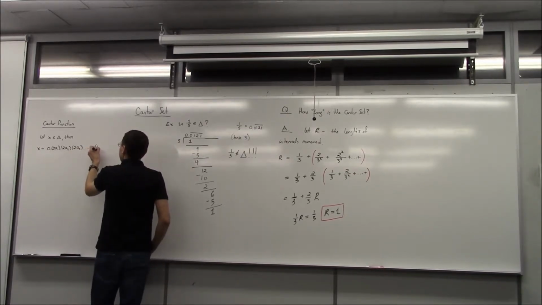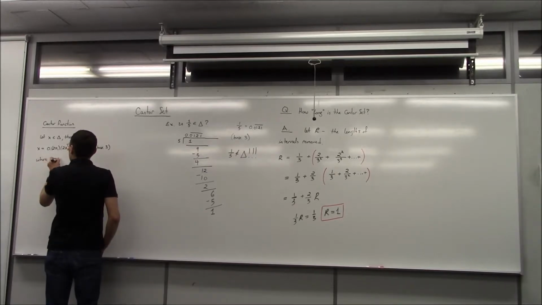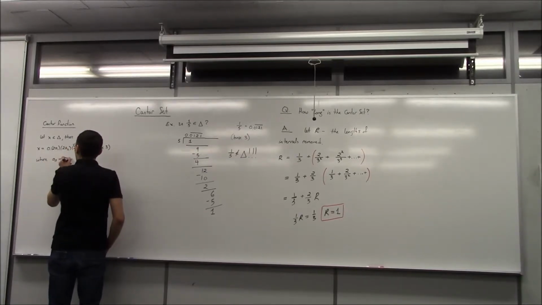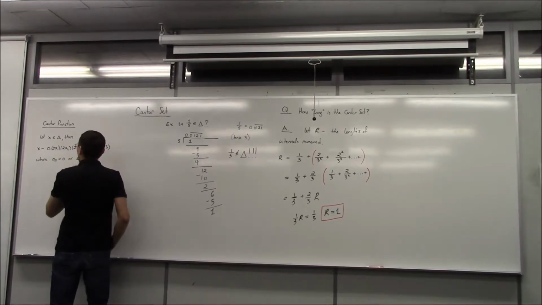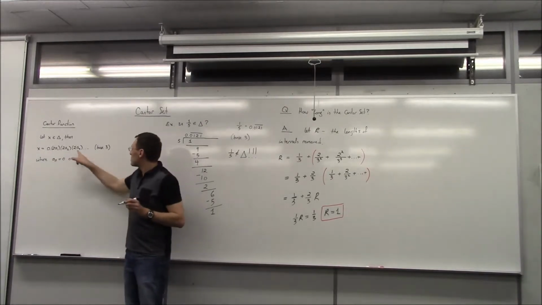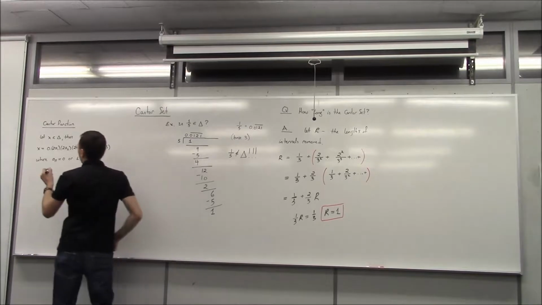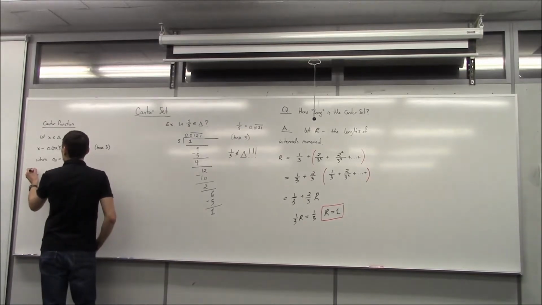Base 3, where an is equal to 0 or to 1. Do you agree? So by multiplying 0 by 2, I get 0. By multiplying 1 by 2, I get 2. So that's one way to write an element of the Cantor set. And this representation is unique.